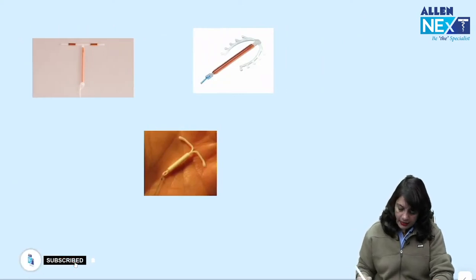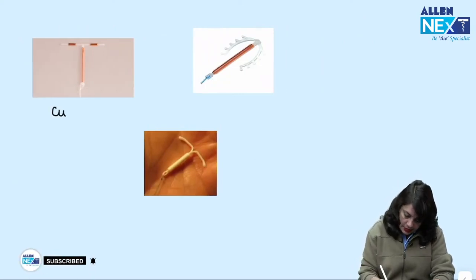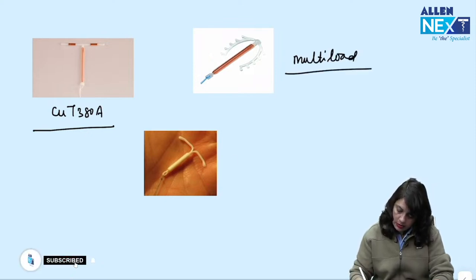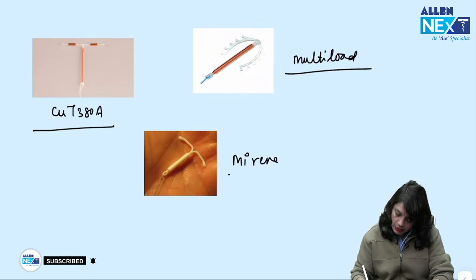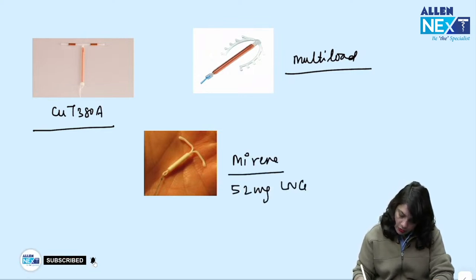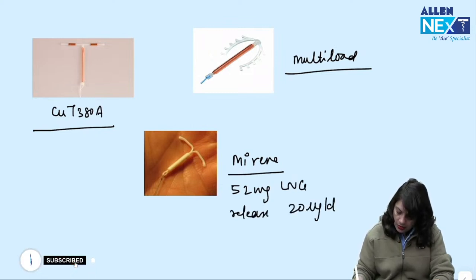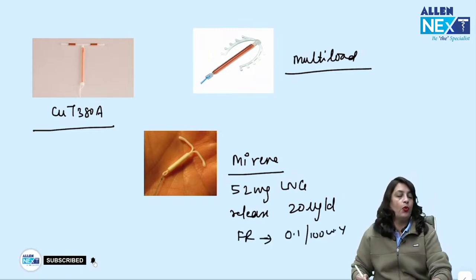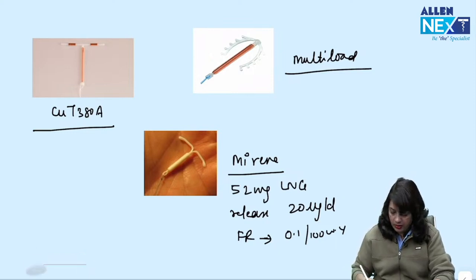Now, identify the type of contraceptive. This is copper T 380A government supply. This is multi-load. This is hormone releasing IUCD Mirena, which contains 52 milligrams of levonorgestrel and it releases 20 micrograms per day. Failure rate is 0.1 per 100 women years.